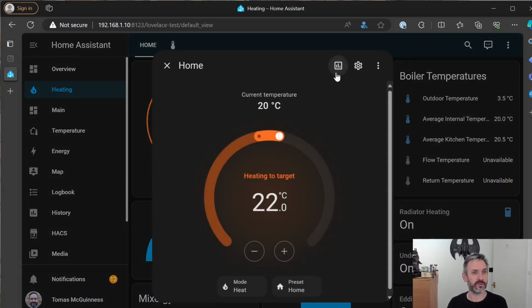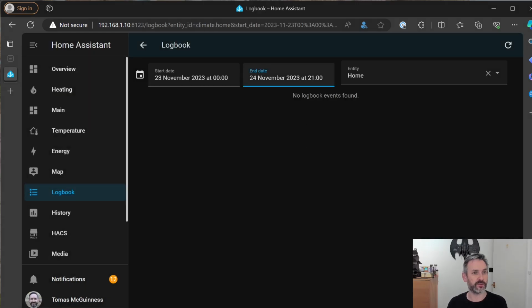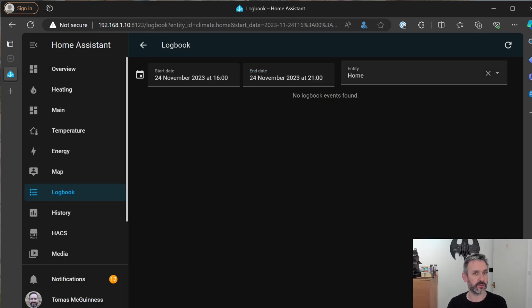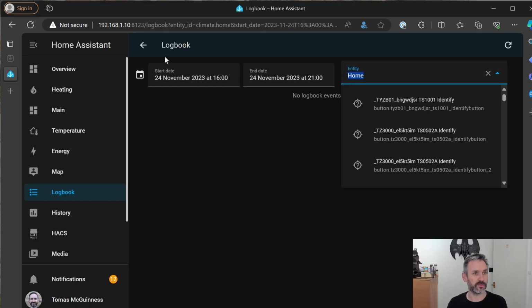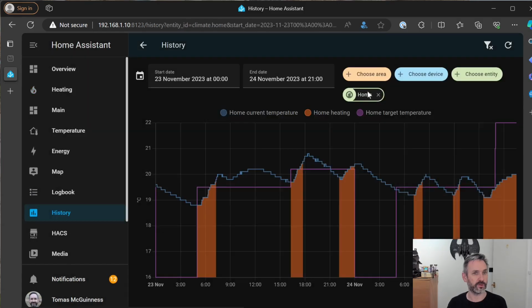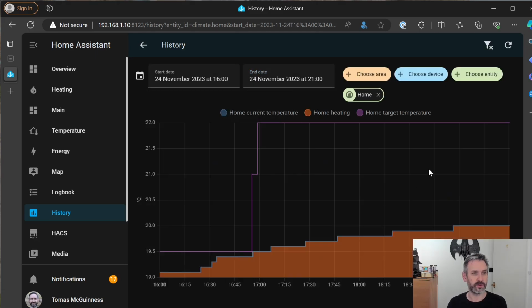And in terms of the temperature, let me just zoom in on this a bit. If we go from like 4 o'clock. That's interesting, it's not giving me any. Okay, we'll do show more. Okay, that's a bit better. And we'll look at that for today, and I'll put the heating on. It's just at 4. So the average temperature is still climbing.